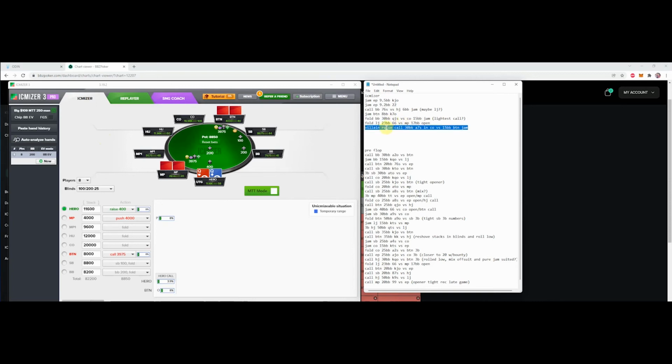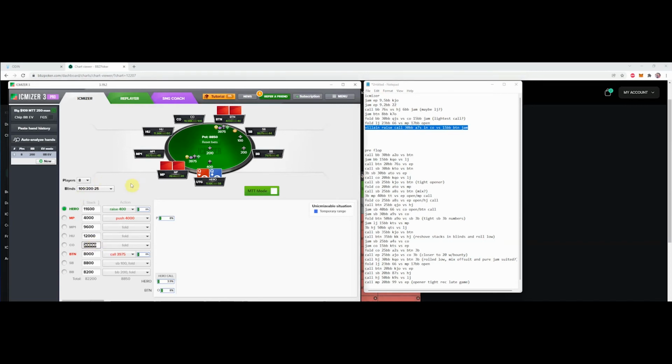So we'll check out the first spot here. It looks like this was played from our Villain. I must have just saw an interesting spot from them. So anyway, it says Villain raise calls 30 big blinds with a7 from the cutoff versus 15 big blind button jam. So we're going to go here.